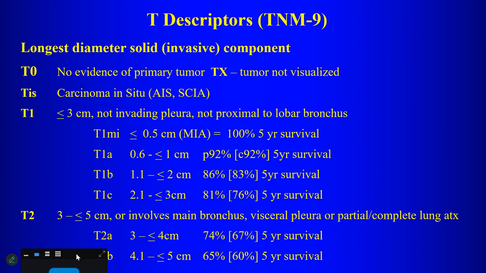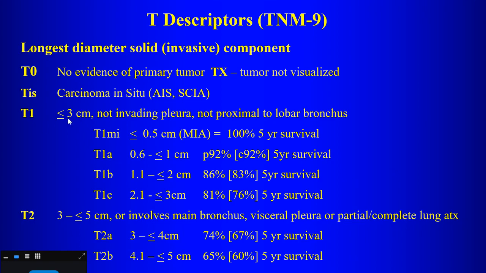Now, as far as the T descriptors, again, it gets very complicated. What I'm going to go over is things that you can remember so that you should be able to handle any questions that come up on exams as far as staging. So if you remember the numbers 3, 5, and 7, we'll start there.